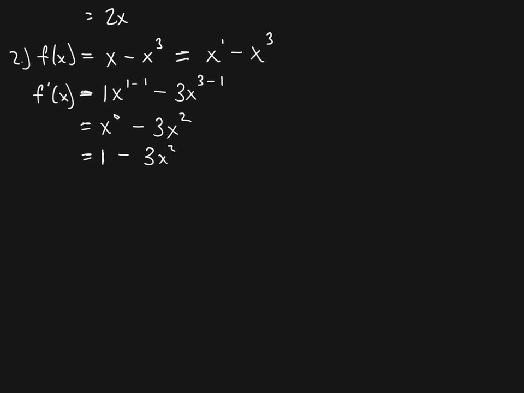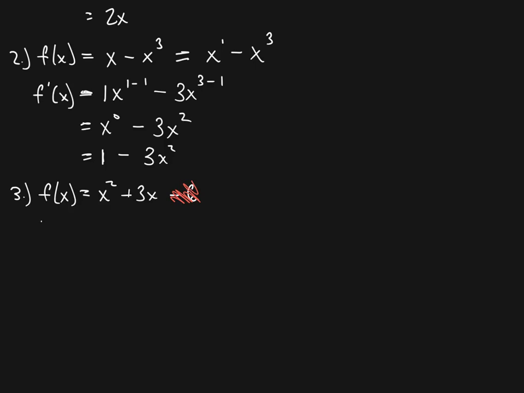Moving on. Problem 3. For problem 3, we have that f of x equals x squared plus 3x minus 6. So here we have another one of those constant terms that doesn't change as x changes. So for that reason, we can get rid of this 6. It doesn't change anything, right? Because it's just a constant.